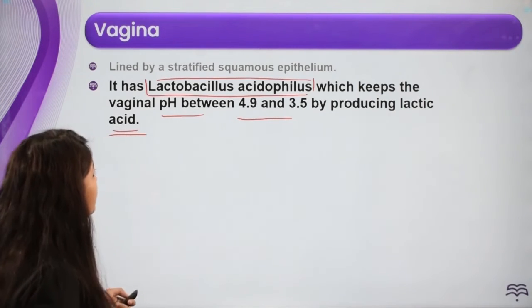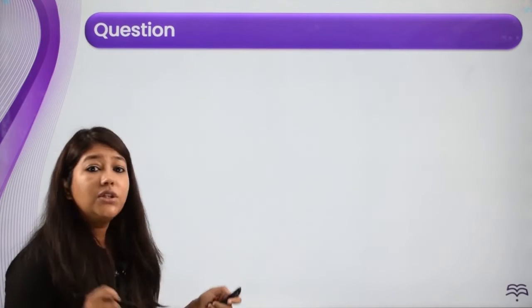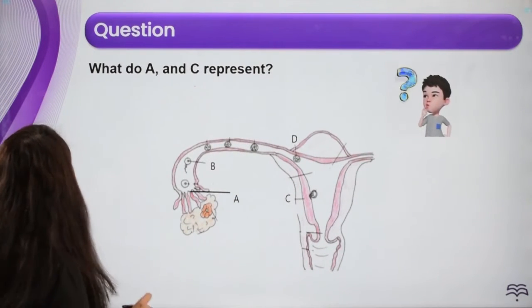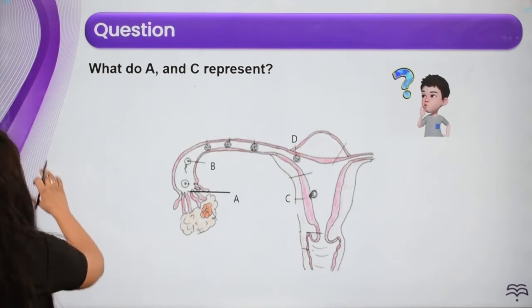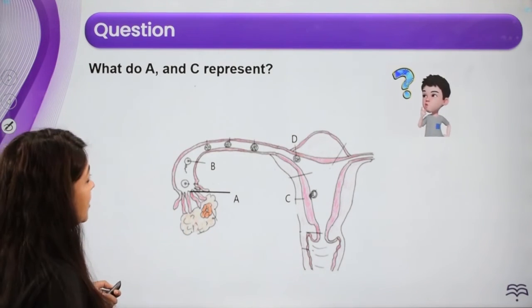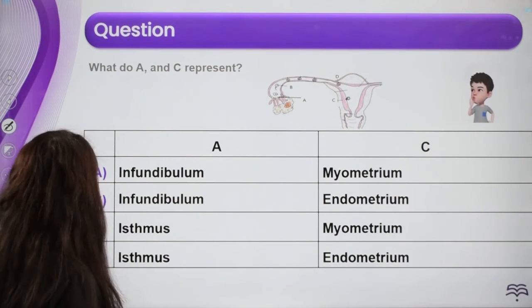All right, let's move forward. This was about vagina. Now let's take a few questions related to the things we have discussed in this lecture. So first question is, what do A and C represent? चलिए देख लेते हैं. देखो A क्या है यहाँ पे?